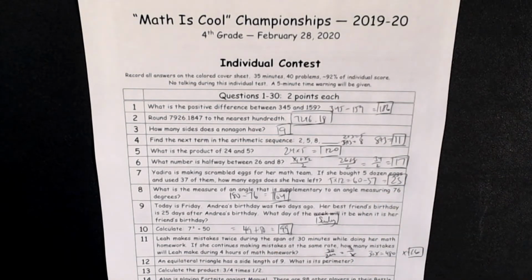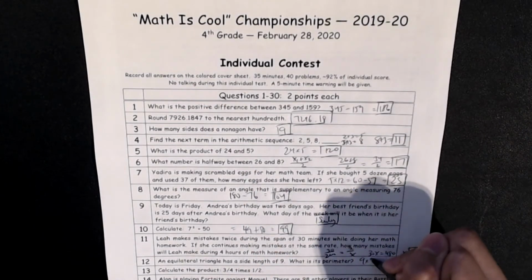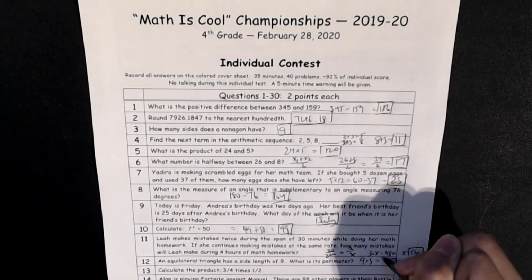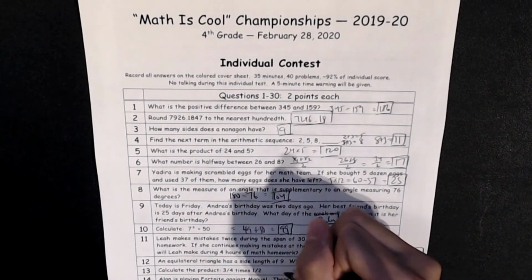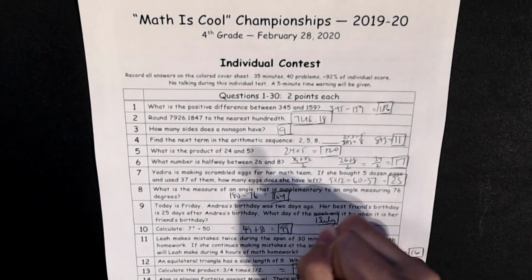Question 12. An equilateral triangle has a side length of 9. What is its perimeter? By definition, an equilateral triangle is a triangle where the 3 side lengths are the same. Therefore, with a side length of 9, the equilateral triangle has perimeter 9 times 3 equals 27, which is our answer. Question 13. Calculate the product 3/4 times 1/2. When multiplying fractions, you multiply the numerator with numerator and denominator with denominator. Therefore, 3/4 times 1/2 equals 3/8, which is our answer.